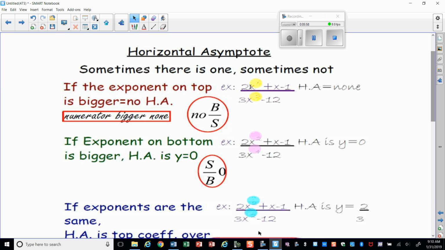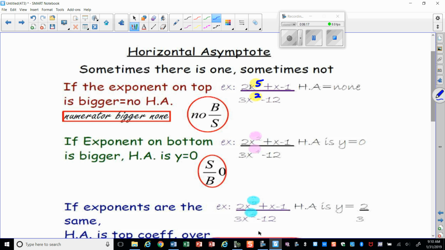Horizontal asymptotes, there's one last thing. If you have a rational function and you have polynomials, and you have exponents, you have different exponents.